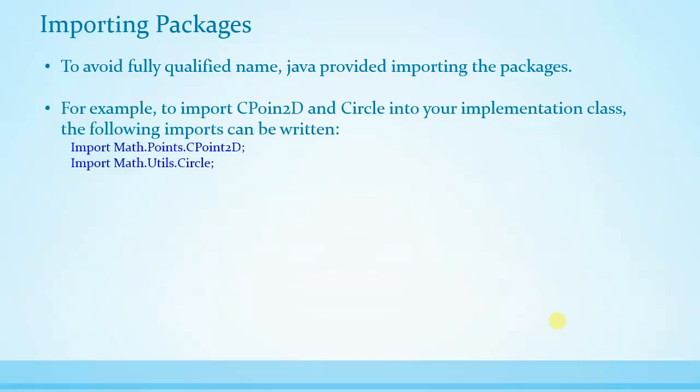in the file itself. For example, instead of using the fully qualified name, you can now write c.2d point 1 equal to new c.2d. Same goes for circle as well.